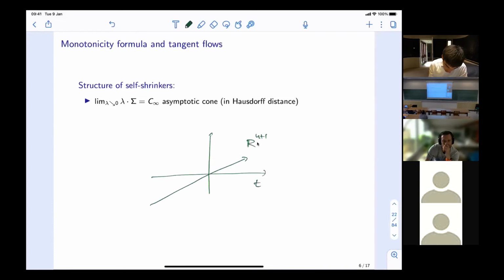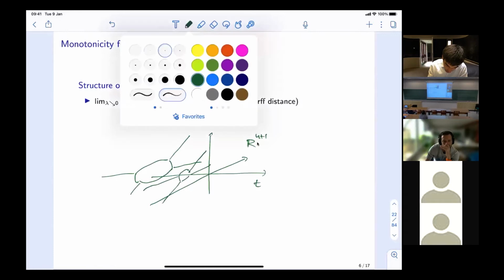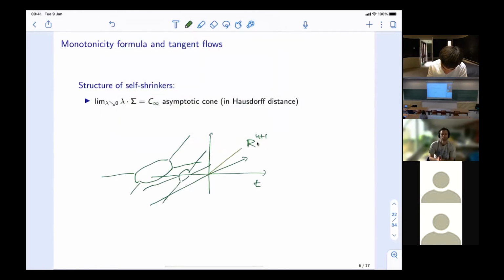Now, let me just draw this here. For simplicity, I'll draw a network flow because that at least I can draw. So, for example, a shrinker network flow, this is one-dimensional, would be something like this. Think of this as representing the topology. These are the ends. And now at time 0, this will shrink down, this will become smaller. Again, this is the space-time track here. I'm just drawing the slices, but at time 0, you'll just see this cone here.